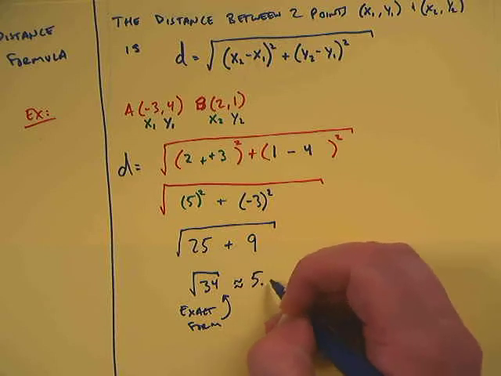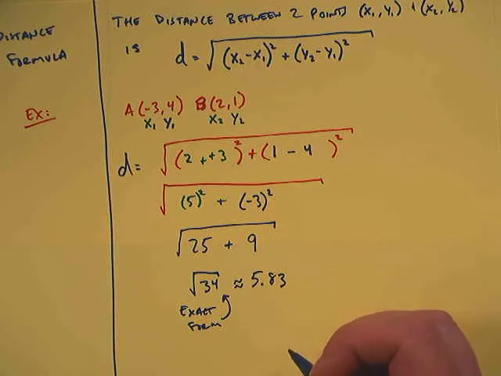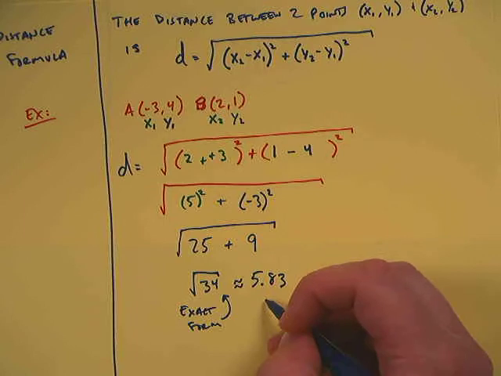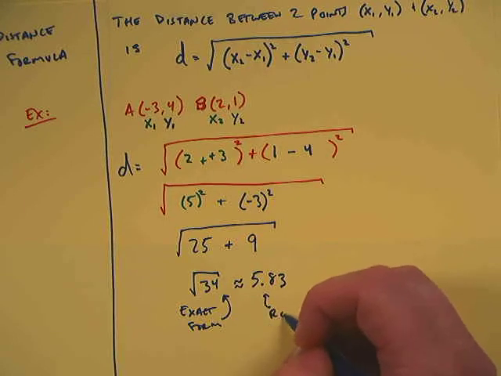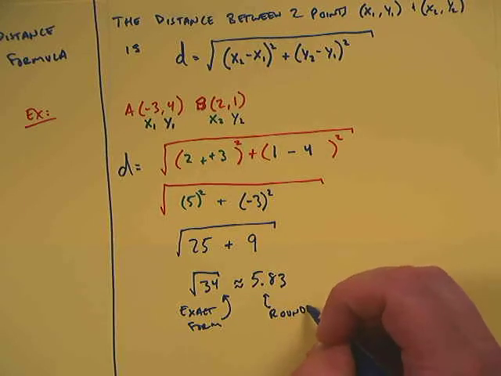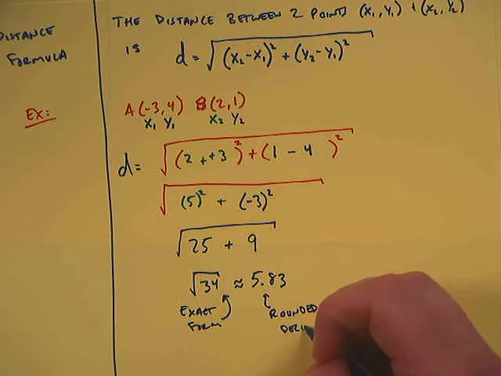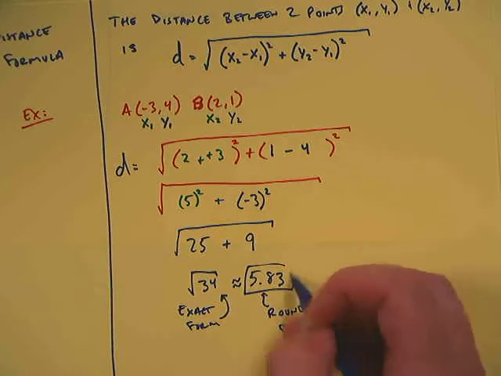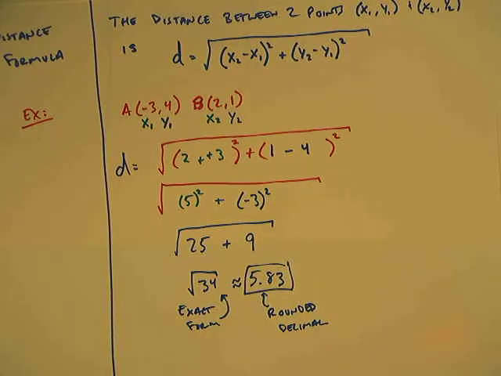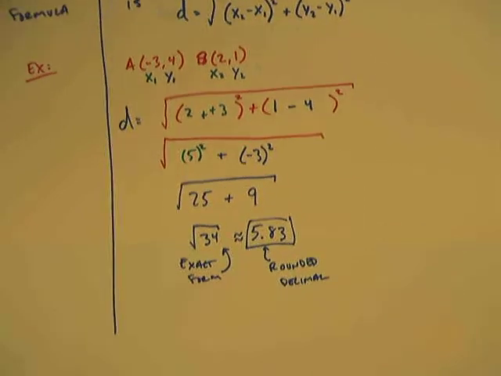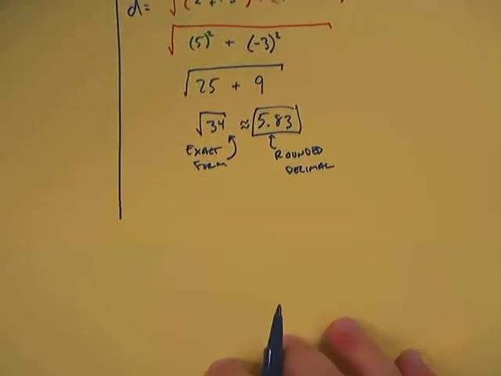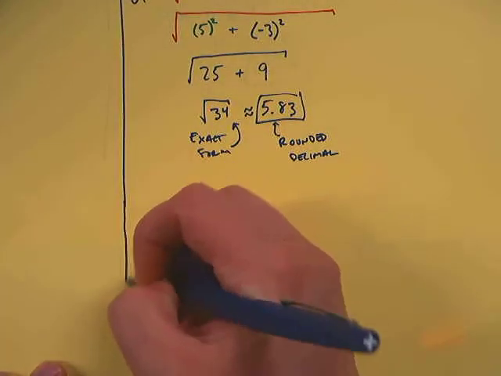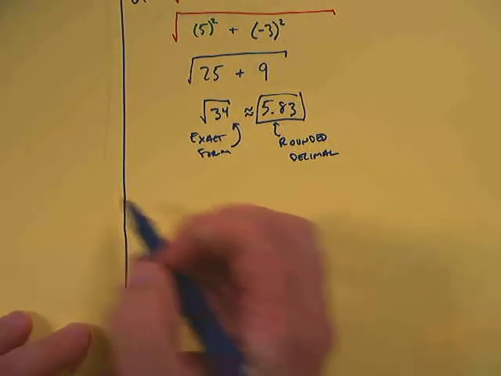But if I'm okay with having a decimal for my answer, then I can just say that it's approximately equal to, and then stick it into a calculator. So we can go like 5.83 or whatever you're asked to round to. This would be a rounded decimal. And that's all there is to it. So this would be our distance between those 2 points.